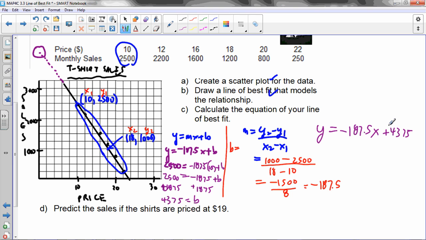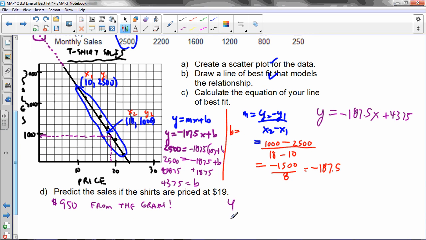4375. And we want to predict the sales if the shirts are priced at 19 bucks. Notice that one way is to just use the graph, right? And it looks like if I just use the graph and bounce off my line of best fit, it's around 950. 950 from the graph. But I can do better than that, can't I? I can use my equation. The x value is 19, so I could use my equation and make a prediction.